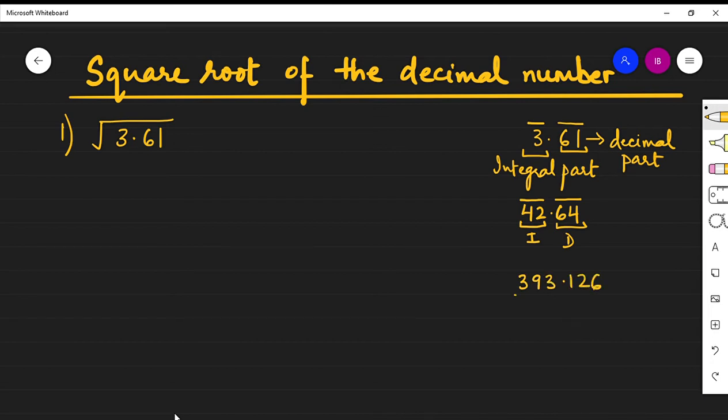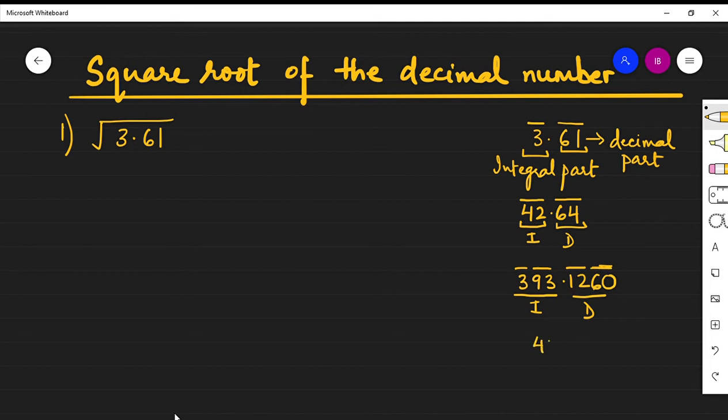393.126. This is integral part. This is decimal part. On the integral part, start from the right. So 1 bar on 93, 1 bar on 3. Come to the decimal part, 1 bar on 1, 2 and 1 bar on 6. To make the pairing even, put 0, so 60. Because putting the 0 at the end of the decimal number does not alter the number. Therefore, to make the pairing even, we will put 0 at the last.